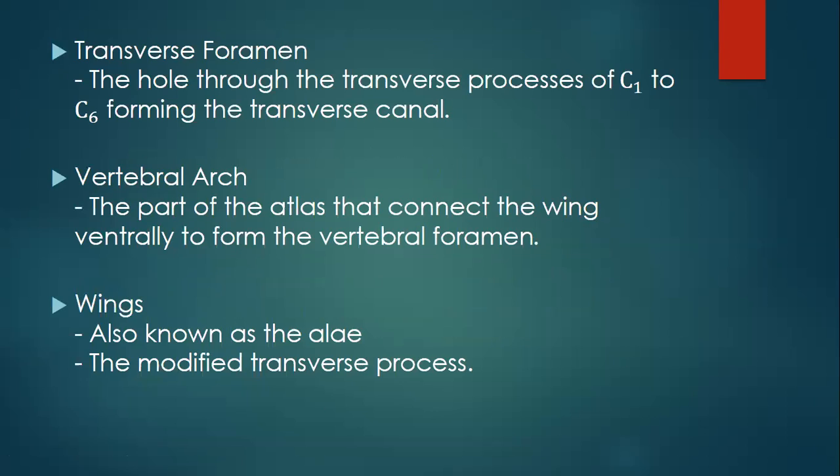So what is a transverse foramen? This is the hole through the transverse processes of C1 to C6, forming the transverse canal. The vertebral arc is the part of the atlas that connects the wings ventrally to form the vertebral foramen. And then we have the wings, also known as alae, and these are modified transverse processes.